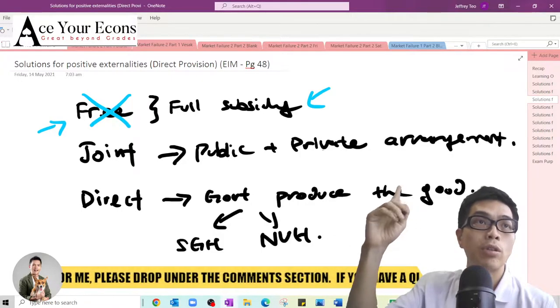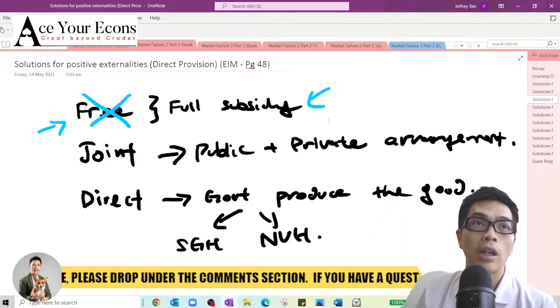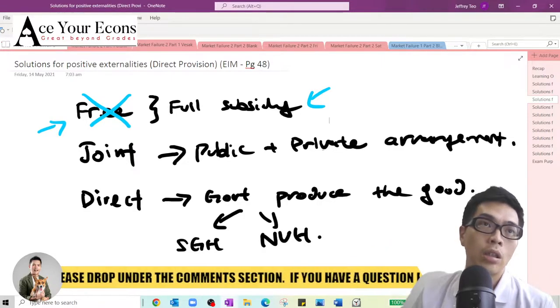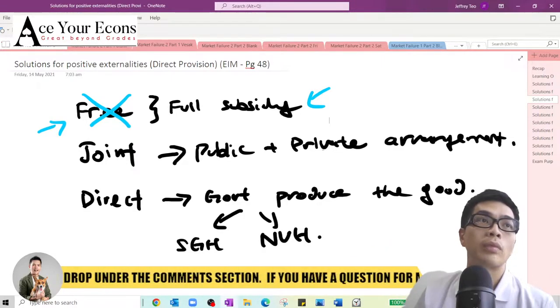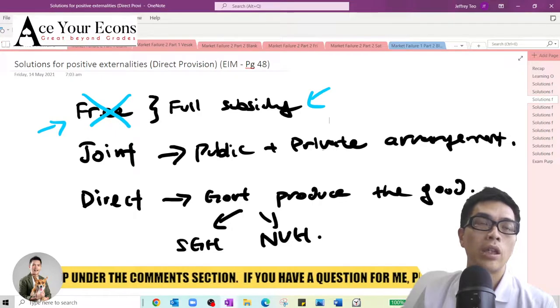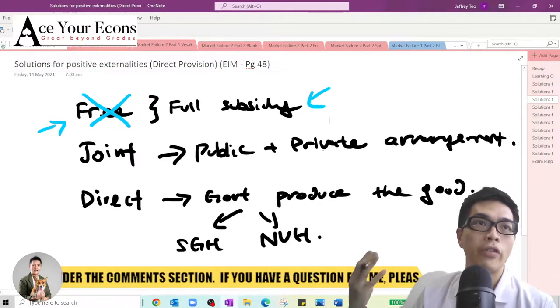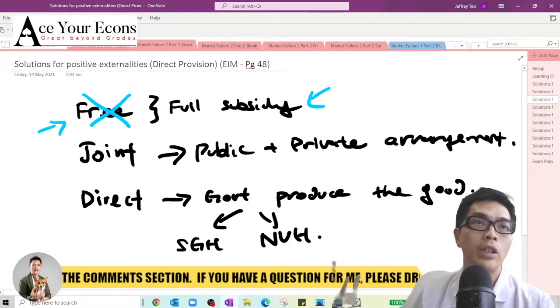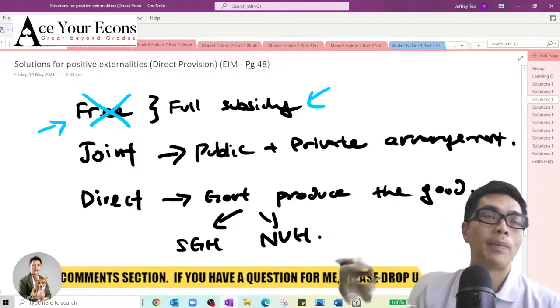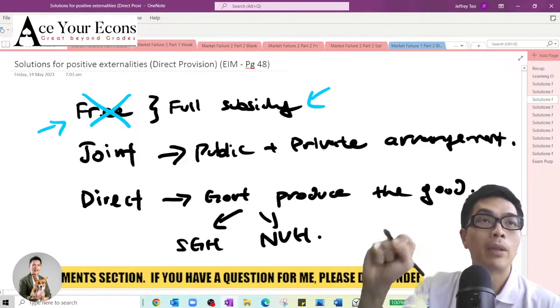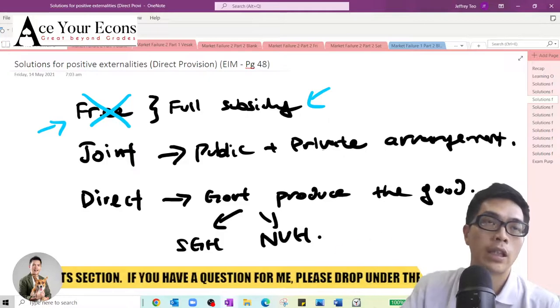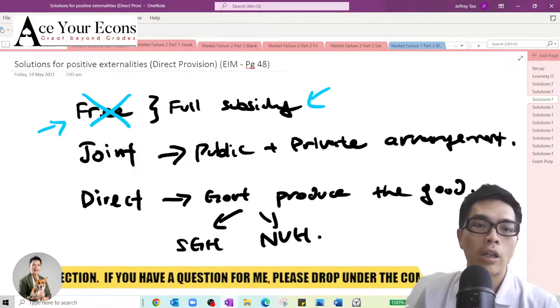Sometimes you encounter joint provision, or public-private partnership. This is also acceptable. In fact, some of the COVID vaccines are a combination of public and private. The public put in some public money to encourage the private sector to speed up their R&D.